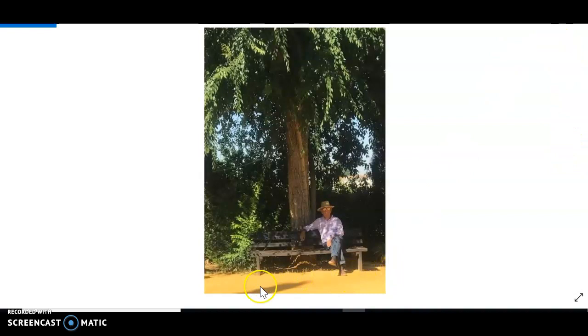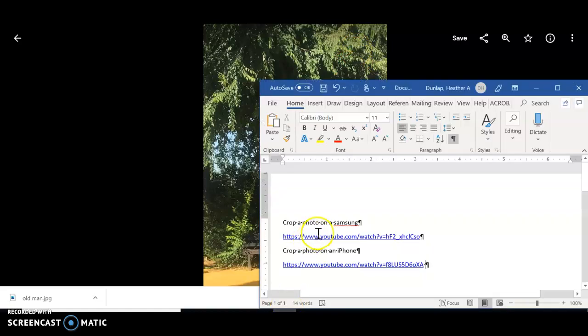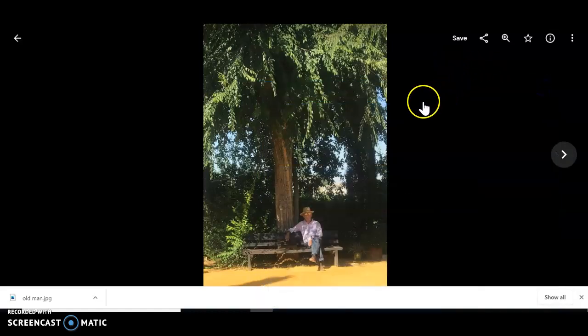What I'm going to share with you is a couple of tutorials. I went ahead and wrote the links down, but they're in the assignment. This is actually how to crop a picture on an Android. This is how to crop a picture on an iPhone. What I want you to do is take a photograph of something and then crop it centered and crop it with rule of thirds. That's going to be necessary for your assignment, your written assignment this week.